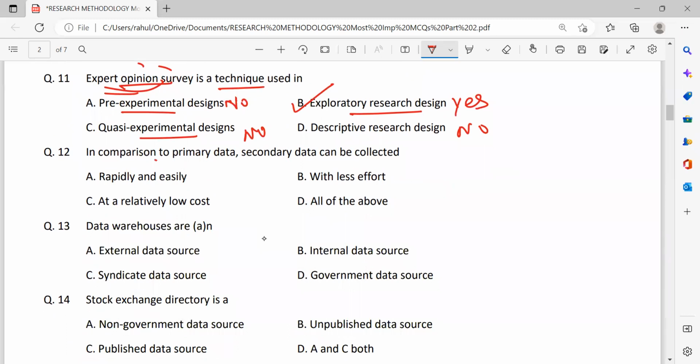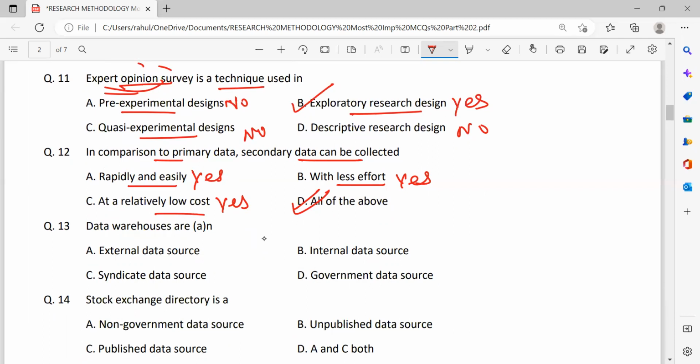In comparison to primary data, secondary data can be collected rapidly and easily, yes. With less effort, yes. At a relatively low cost, yes. That is why all of the above is the correct answer. Okay, so option D is correct here.